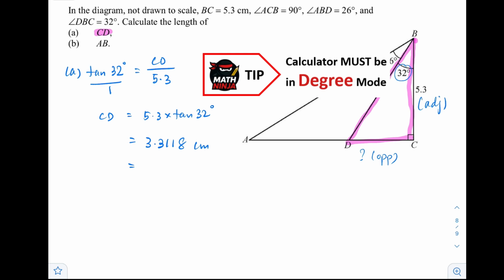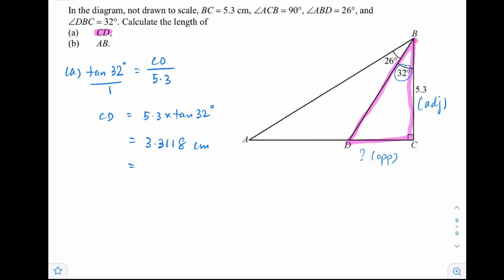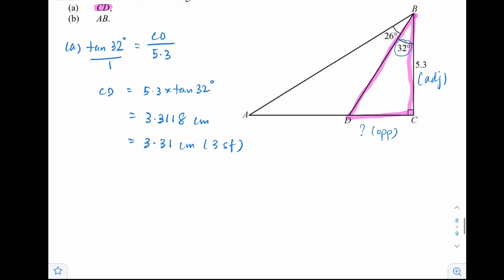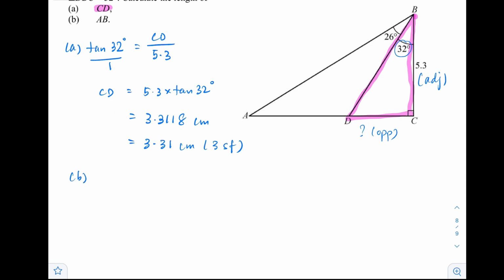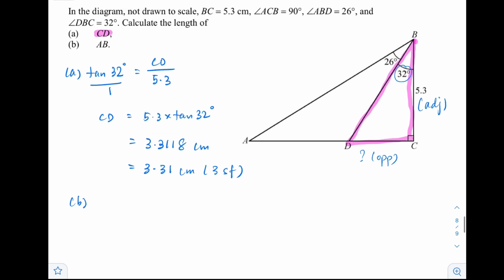I have a working answer because later when I need to do part B, I might need to use this working answer. Then I round my answer to 3 SF, 3.31. Okay, and the answer definitely makes sense because we can see from the diagram that DC is shorter than BC. Alright, next we want to find part B, which is to find the length of AB.